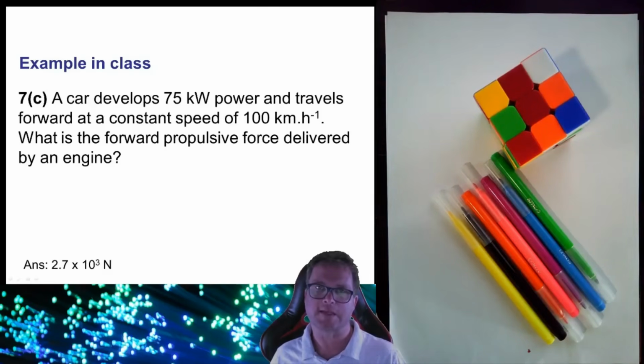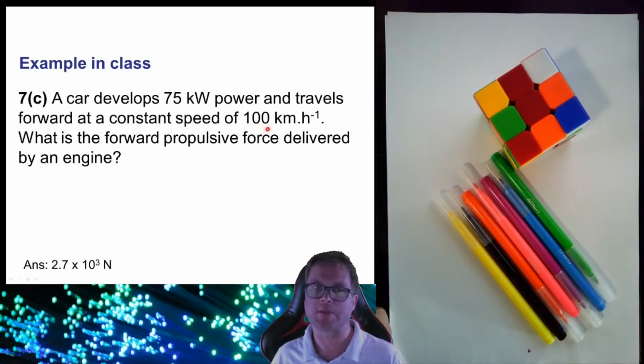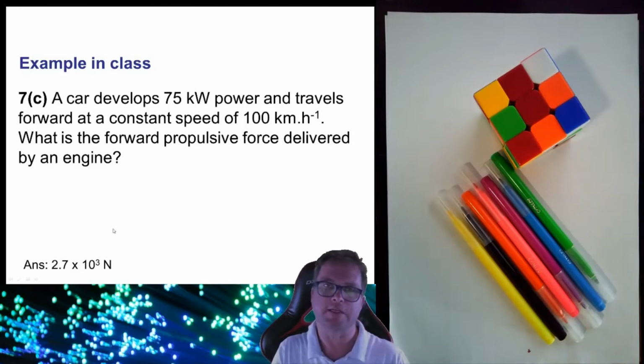We end this chapter with an example where they speak of a car that has a power of 75 kilowatts, and it's traveling forward with a constant speed of 100 kilometers per hour, and we're asked to calculate the forward propulsion force delivered by the engine. I'm going to leave this last problem for you to solve yourself. The answer is given here. It's a relatively simple problem to solve.